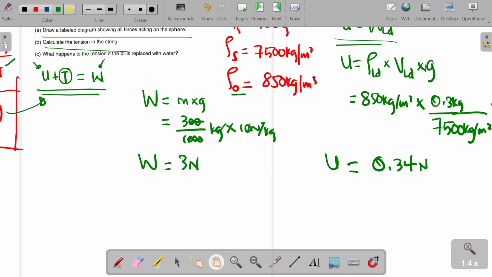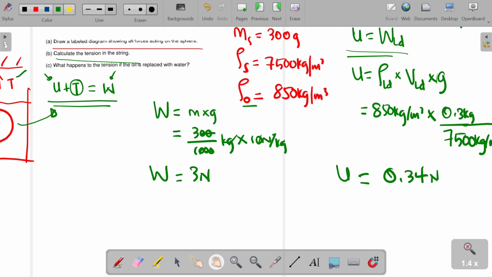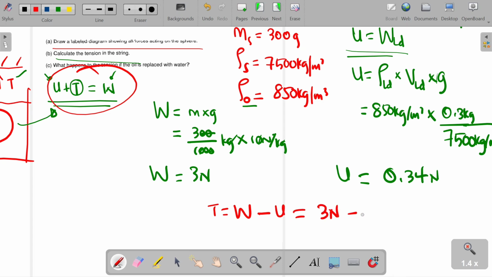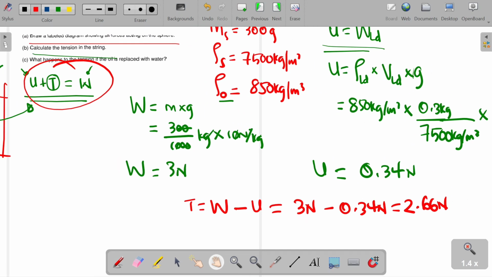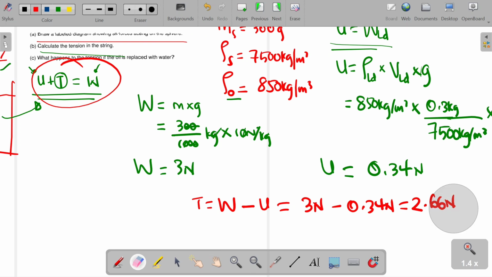Now let's make tension the subject of the formula in this equation. Tension is equal to the weight of the object in air minus upthrust. The weight of the object in air is 3 newtons. Upthrust is equal to 0.34 newtons. This gives us 2.66 newtons. And once you have done that, you have found the tension in the string. I hope you're able to find the same thing. But let's finish this up.